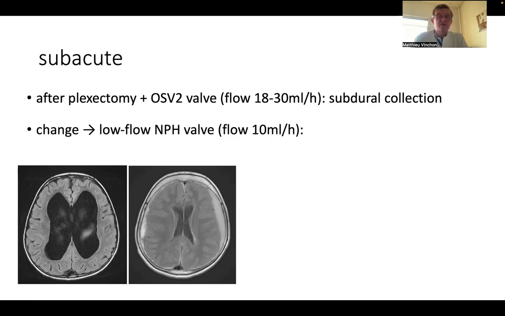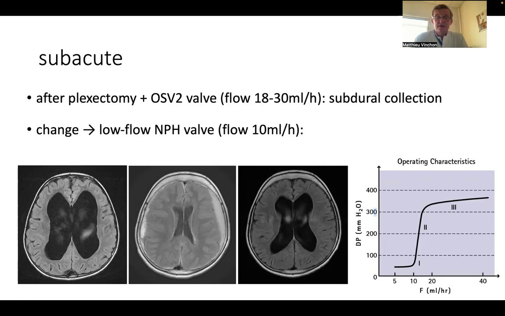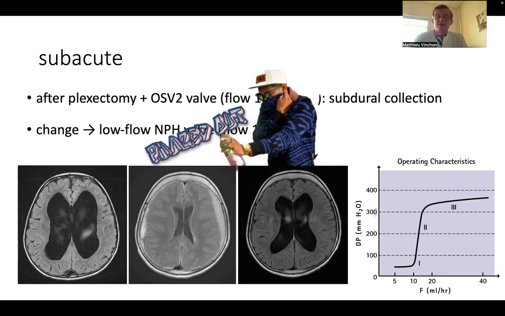changed her valve for a low flow NPH valve, whose flow is 10 milliliters per hour. This is the curve of this valve, which shows a plateau around 10 milliliters per hour. And it was okay. And we are very grateful to this type of valve, but unfortunately, it has been phased out by the industry because it was not profitable.